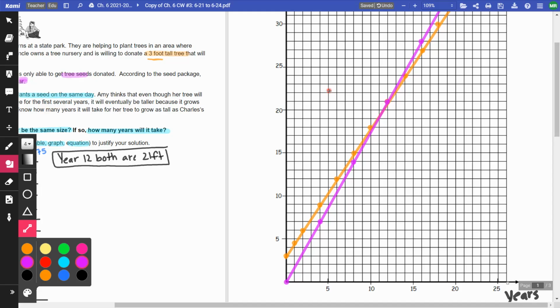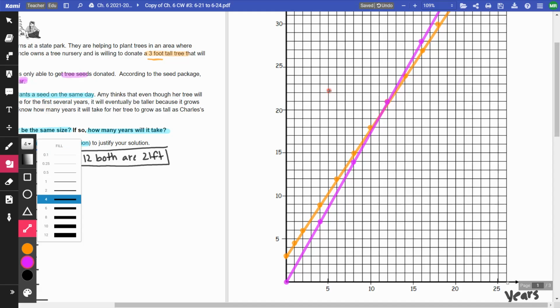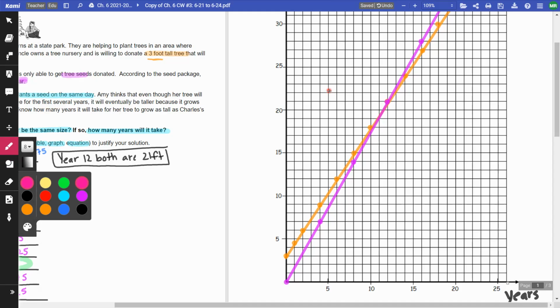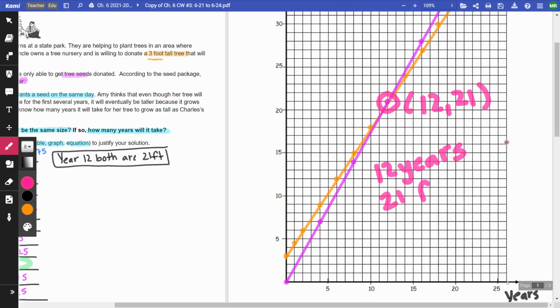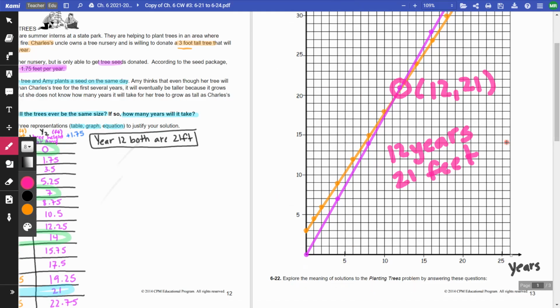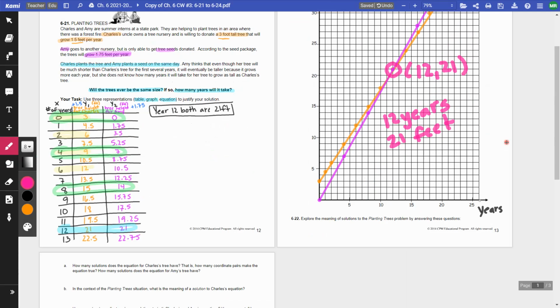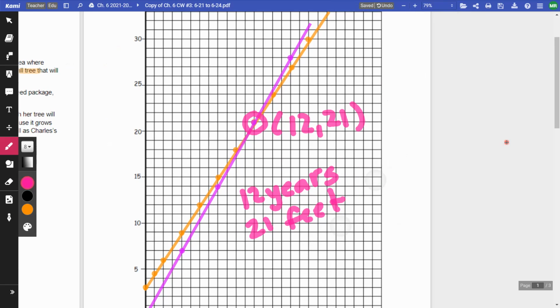And you see that they did cross. These crossed right here at, whoops, this point. This point right here. And what is that point? If I'm looking here, I'm counting over, it's 12, 21. So this point is 12, 21. And 12 what? 12 years. What's the 21? 21 feet. So I got my answer from a table. I got the same answer from my graph.